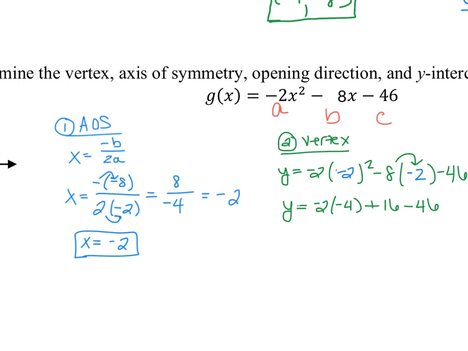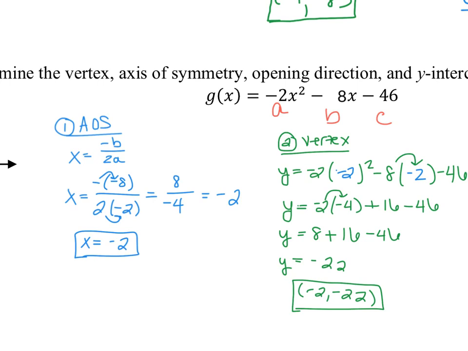Then continue with your simplifying. -2 times 4 makes -8. Then I'm going to actually do plus 16 and minus 46 down here as well. And then we're going to just keep simplifying. So -8 plus 16 minus 46 makes -38. So our vertex for this parabola is -2, -22.